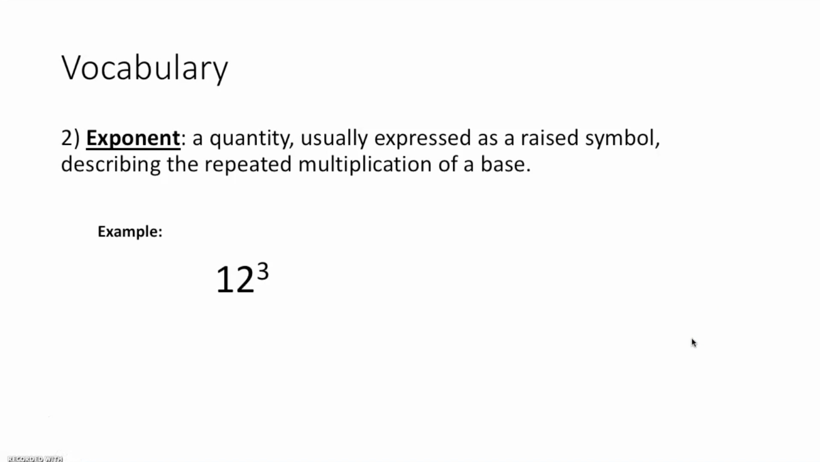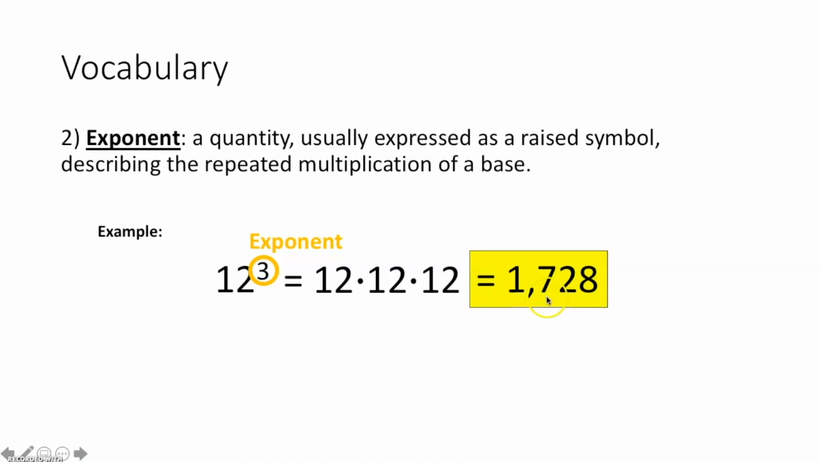An exponent is a quantity usually expressed as a raised symbol describing the repeated multiplication of a base. So here we have our example, 12 to the third power. 12 is going to represent our base. That is the number that is being multiplied by itself. Now this little exponent right here is going to tell you how many times you multiply the base to itself. So this is saying multiply 12 to itself 3 times. So we have 12 times 12 times 12, and that gives you 1,728.